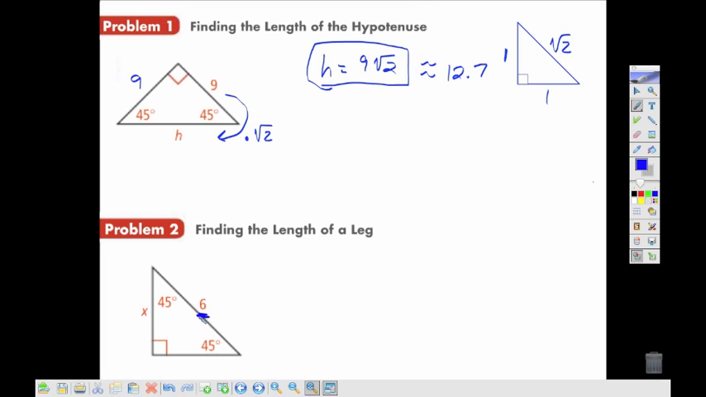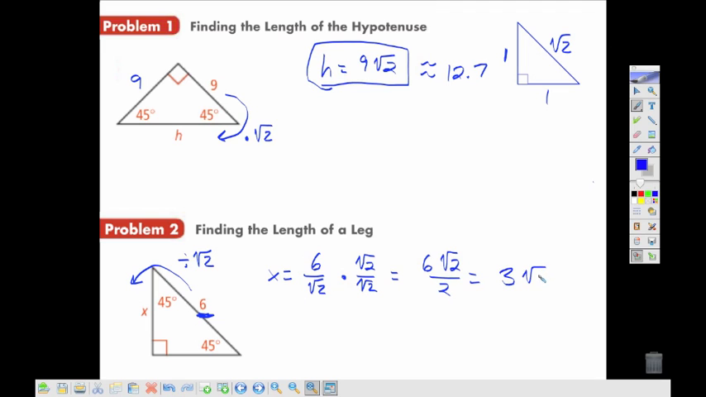In this one, same thing, except notice this time we're given the hypotenuse, so I need to work backwards. This is the longer side, so in this one I'm going to need to divide by the square root of 2. So my x is equal to 6 over the square root of 2. We're not allowed to leave radicals in the denominator, so I can multiply this times the square root of 2 over the square root of 2, or 6 square root of 2 over, these multiply to give me 2, or 3 square root of 2. And that could be my answer if we're looking for an exact answer. Or we could have put this into our calculator, round to the nearest tenth, about 4.2.